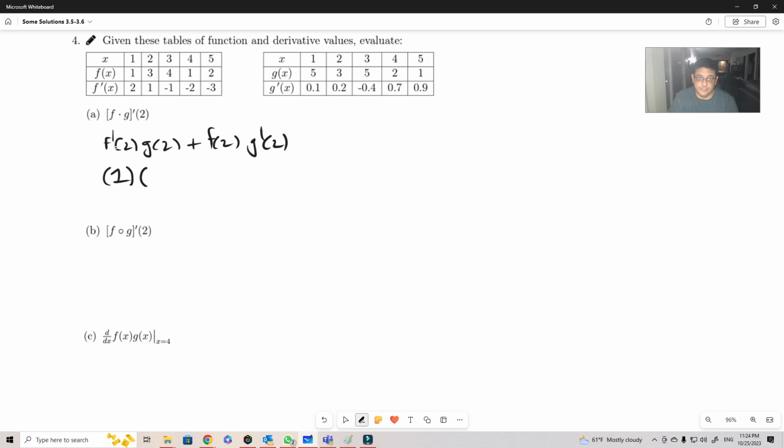G of 2 is going to be 3. F of 2 is going to be 3 as well. And now g prime of 2 is going to be 0.2. So this is 3 plus 0.6, so this is 3.6.